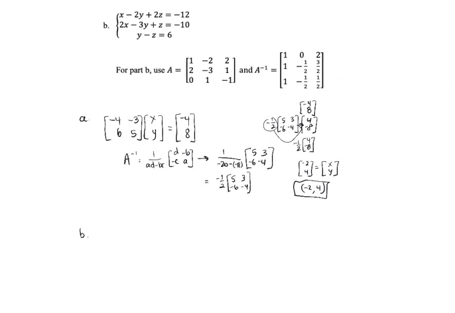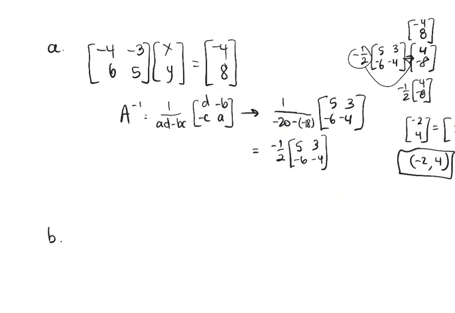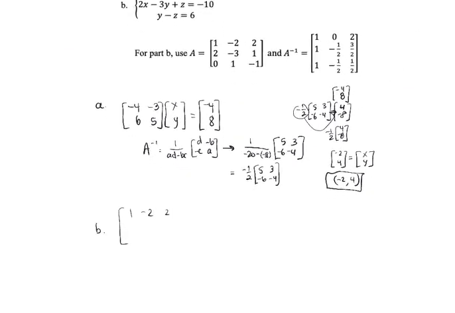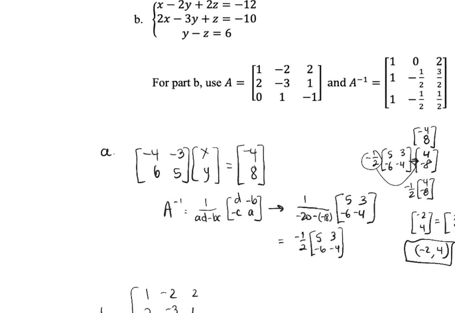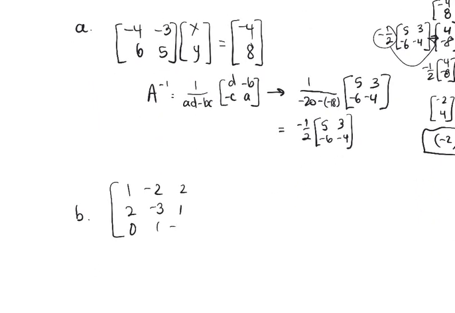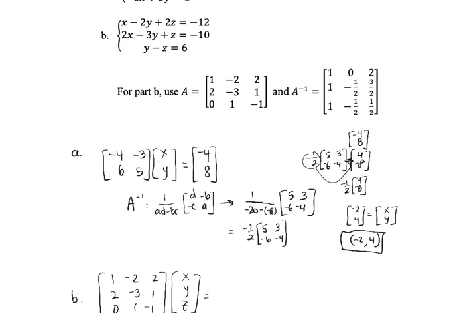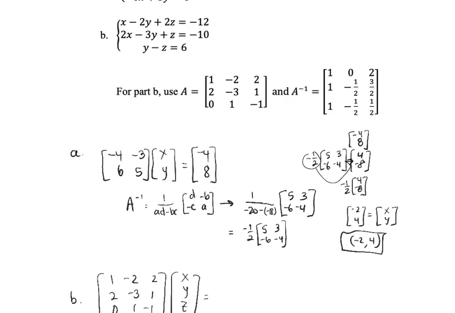Now for part B, we start by creating the matrix equation. So the first matrix is all of the coefficients from the original system equation. So we're going to have 1, -2, and +2. And then 2, -3, 1. And for the bottom equation, we have 0, 1, -1. Then we have the matrix containing the 3 variables. And then the matrix at the end is -12, -10, and 6.